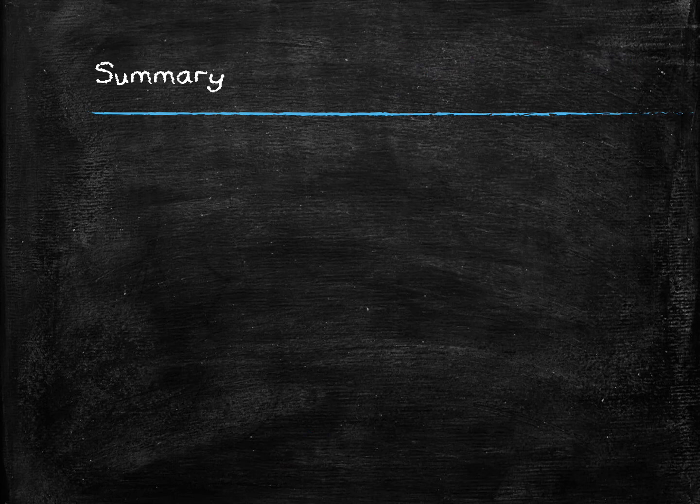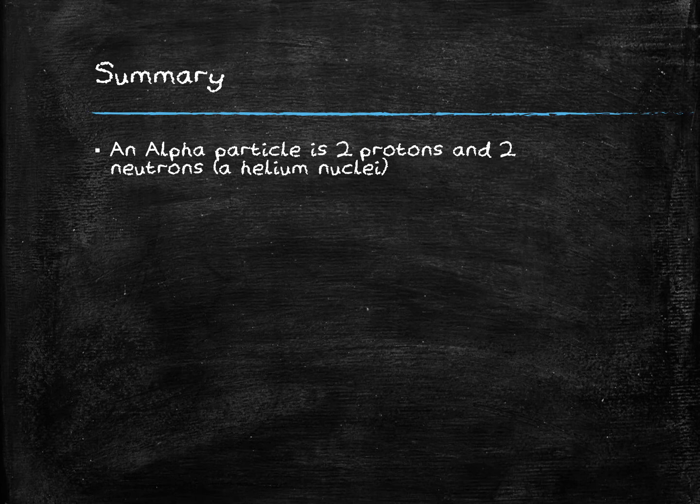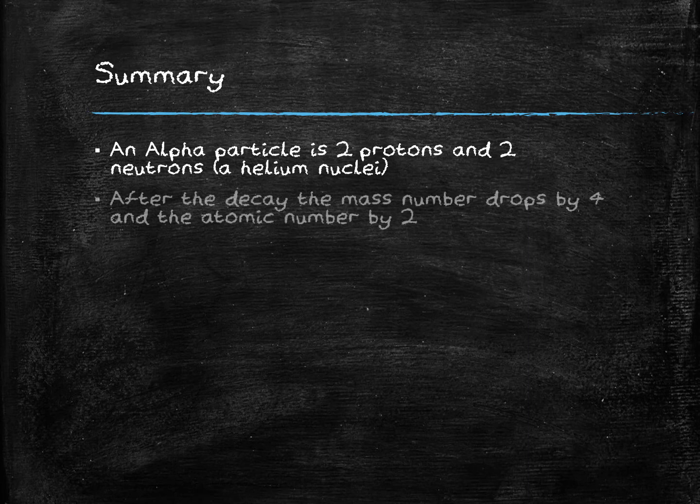Key things you need to remember about alpha particles and alpha ionizing radiation. An alpha particle is 2 protons and 2 neutrons escaping from a large unstable nuclei. And the other way that you can always refer to this is as a helium nuclei. In an exam, either is considered acceptable, either saying 2 protons and 2 neutrons or saying a helium nuclei. After the decay, the unstable nuclei's mass number decreases by 4 and the atomic number decreases by 2. So you end up with a new element.